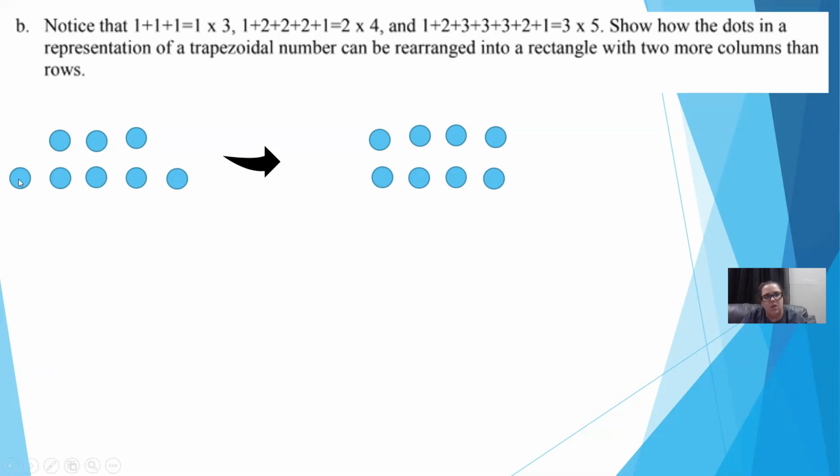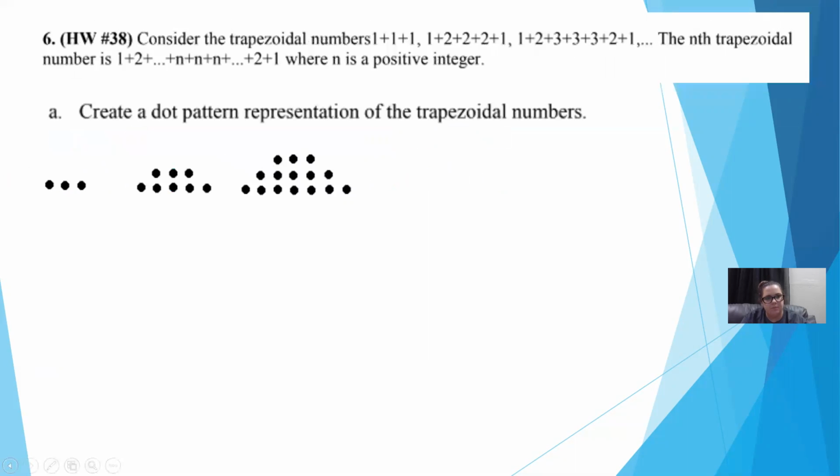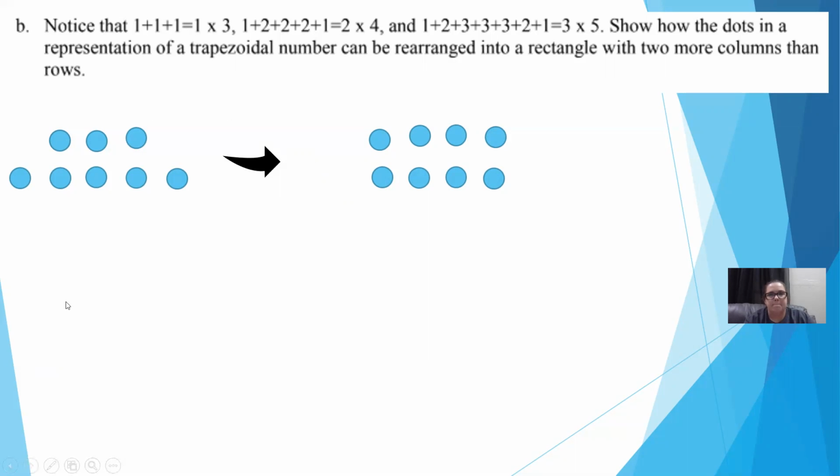So this one right here is what we had right here. It is your 1 plus 2 plus 2 plus 2 plus 1 partial pyramid. And then they are rearranged to the rectangle. So basically all that was done was this one was moved over here, and it makes a rectangle. There are 2 rows, and there are 2 more columns than rows, so it's going to be 4. So that's how you figure out how to move those together.